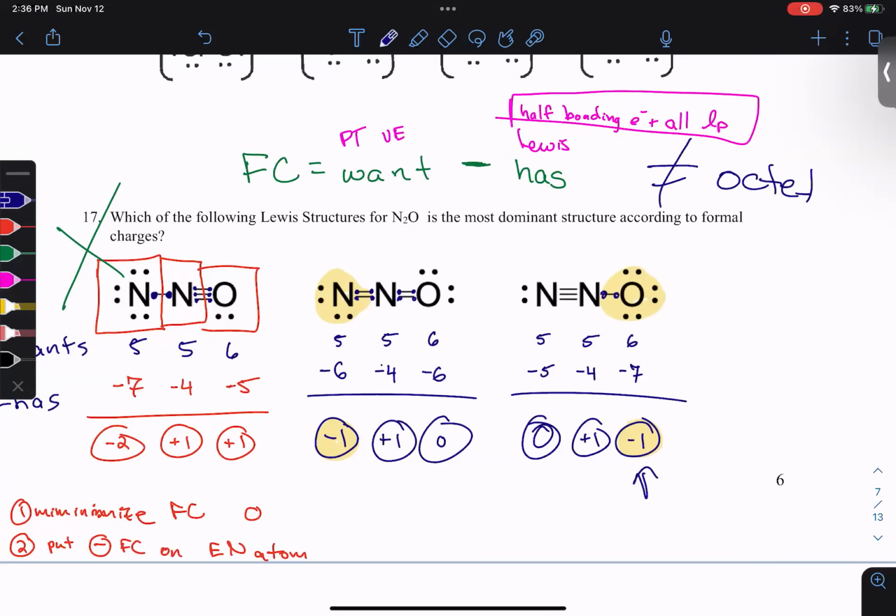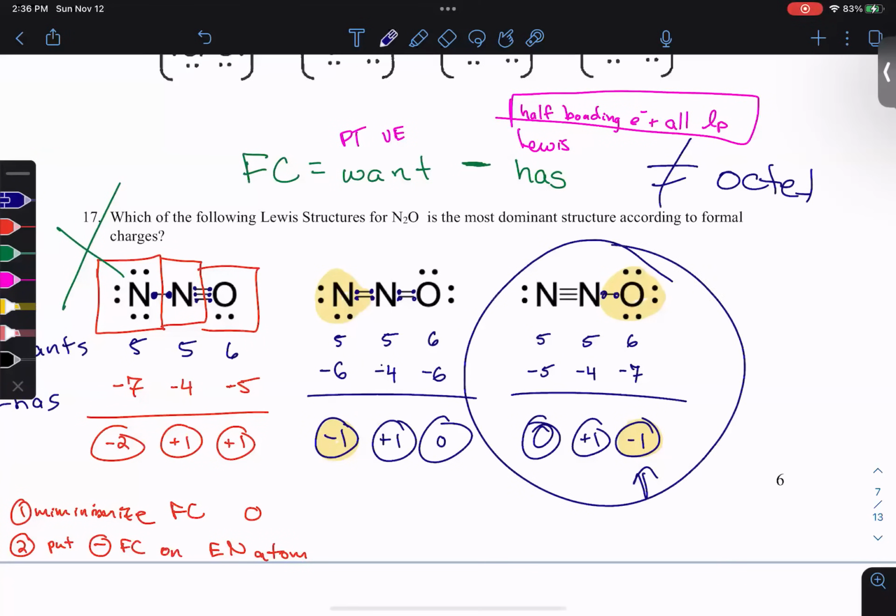Oxygen, if you look where it is on the periodic table, it has a higher effective nuclear charge. It attracts electrons to it more. So that negative formal charge is going to prefer itself on that oxygen. So that is the most dominant Lewis structure, where the negative formal charge is on the most electronegative atom. Okay.